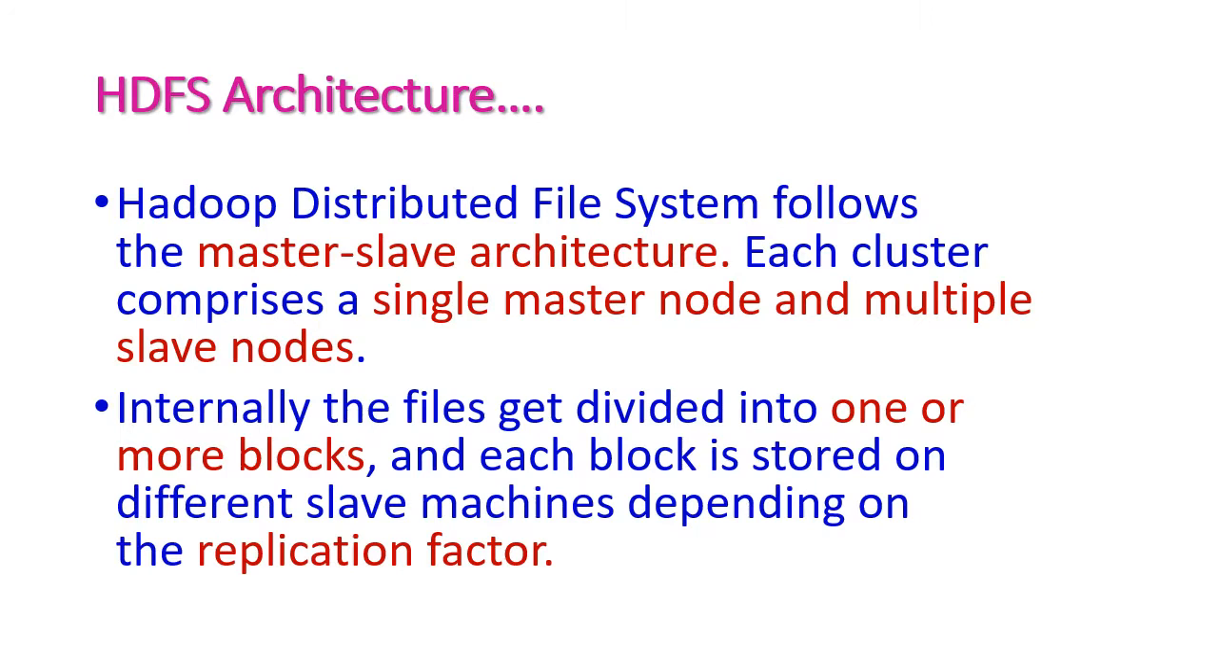As we have already seen, HDFS follows the master-slave architecture. Here each cluster comprises a single master node and many slave nodes. The master node is called the name node, and slave nodes are called data nodes. Internally, the files get divided into one or more blocks, and each block is stored on different slave machines depending on the replication factor.